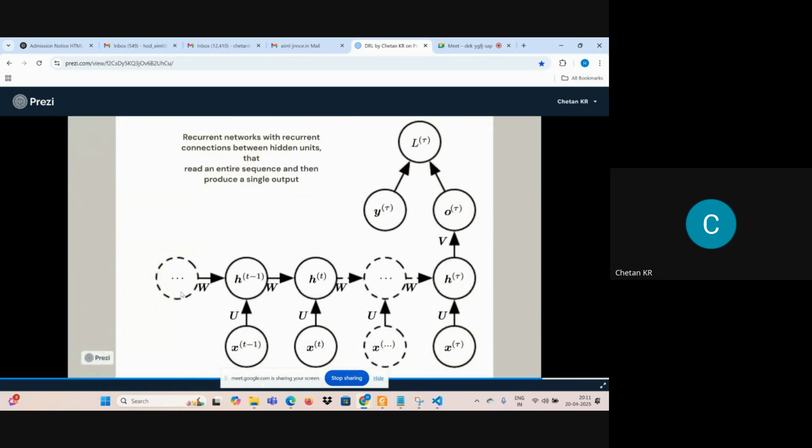So here again, there are hidden connections between the hidden units only. The previous hidden, current input, current hidden. Same thing, no change. But what is missing is that every time you are not producing output, you are taking that to the last stage. Until then no output is produced, you will never produce the intermediate outputs. Direct output you are going to produce. Until that, nothing is given.